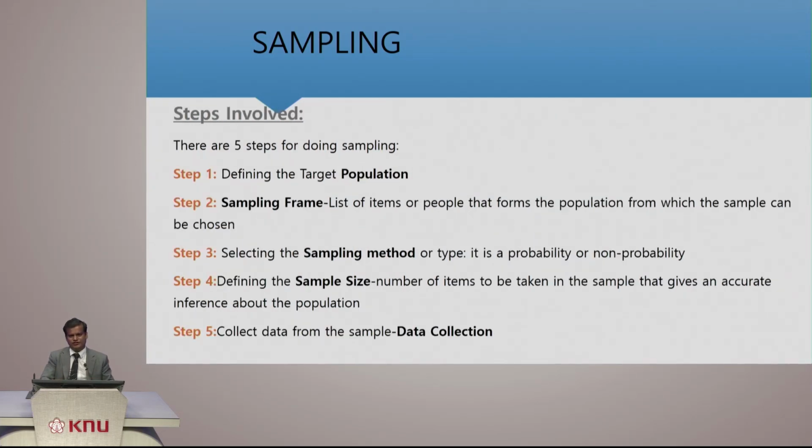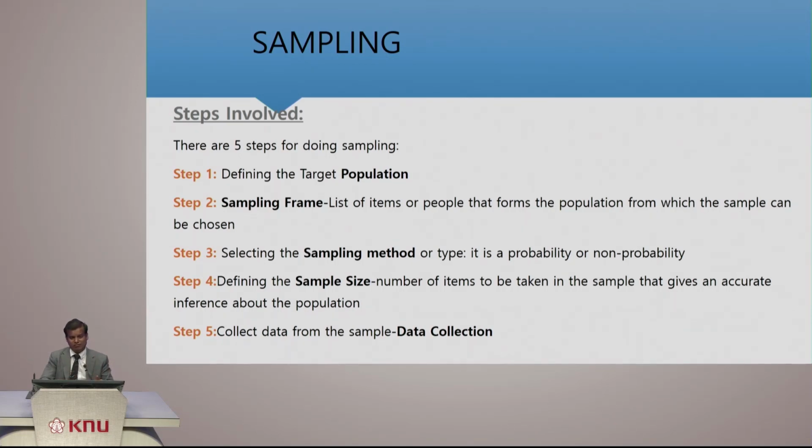So simple steps are given here. We have a target population. The sample frame is a list of people that forms the population from which the sample can be chosen. There are different sampling methods, and you also have to make sure that the sample size is good enough. Then collect data from the sample.